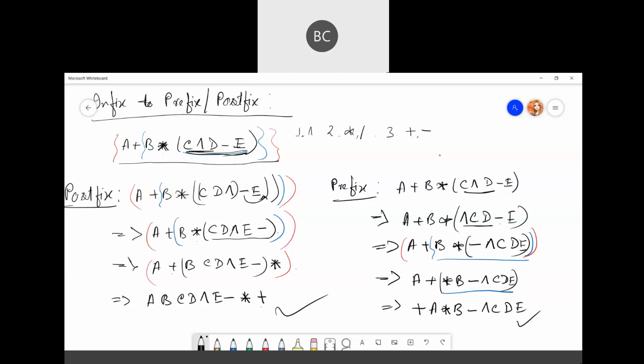For the prefix, you bring everything in front of the operands. So the exponential sign will come before C and D, and the minus sign will come before this. This is the prefix for this whole expression. Then again, the multiplication will come before the operands, and then the plus sign. Is this example clear to you guys? If not, please say something. Don't keep quiet and later say you didn't understand.